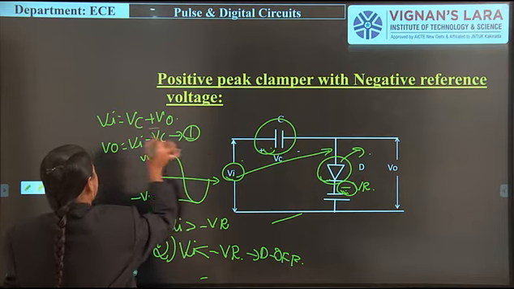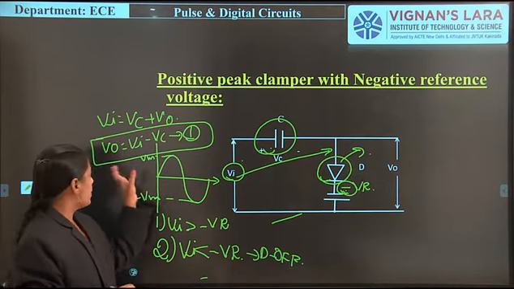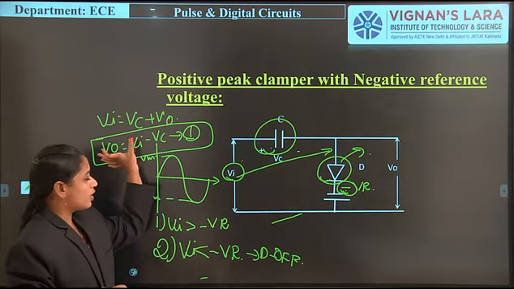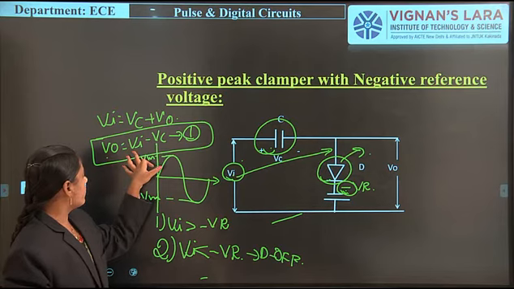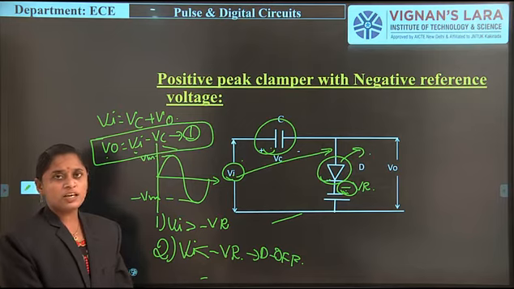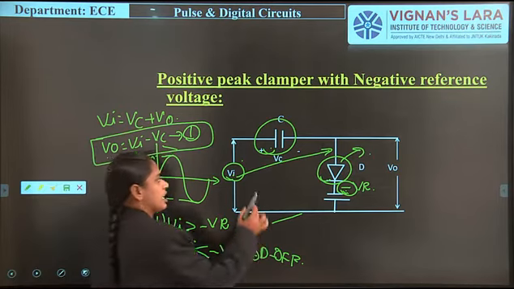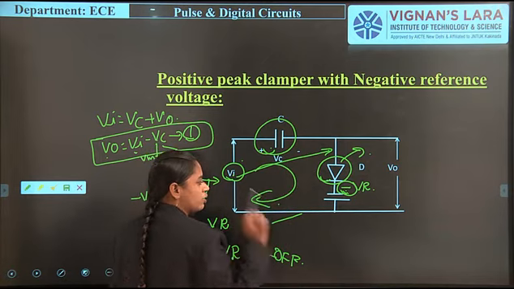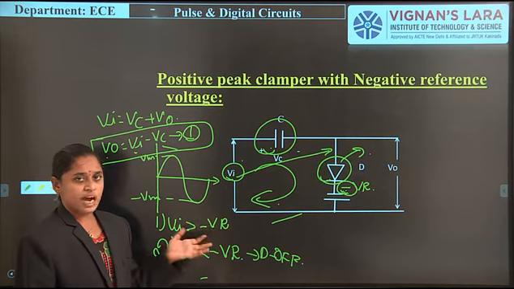When the diode is in off condition, we have to observe V0, which is equal to Vi minus Vc. We don't know the value of Vc, so first we have to get the value of Vc. We do that by applying KVL to this circuit. Once we know the condition of Vc, we go on to find the output waveform.